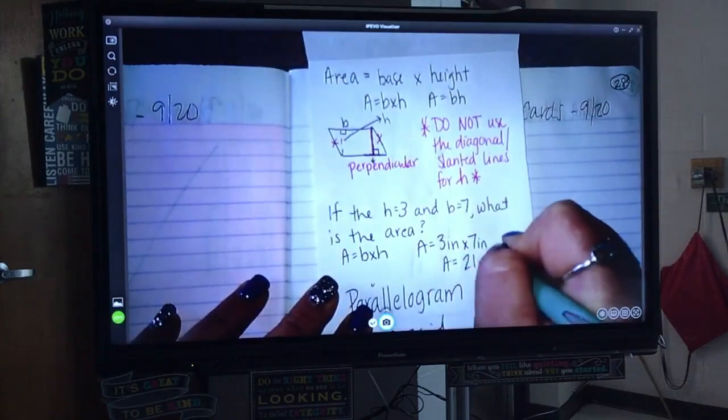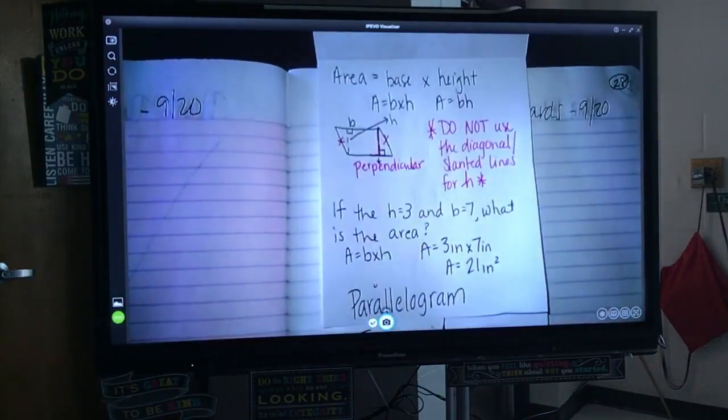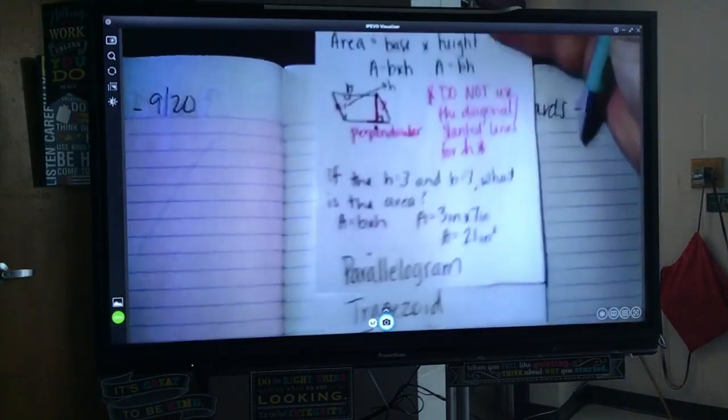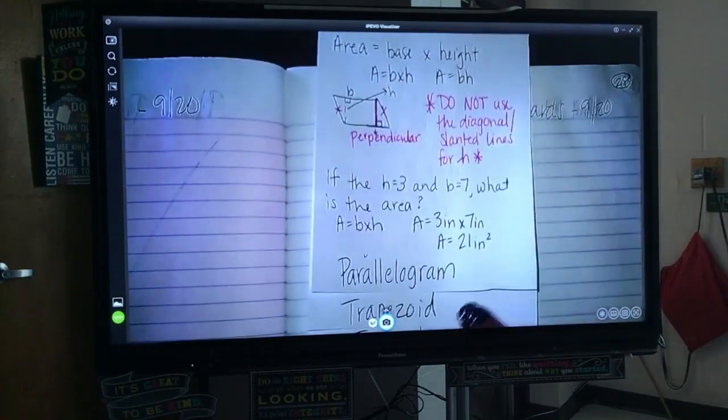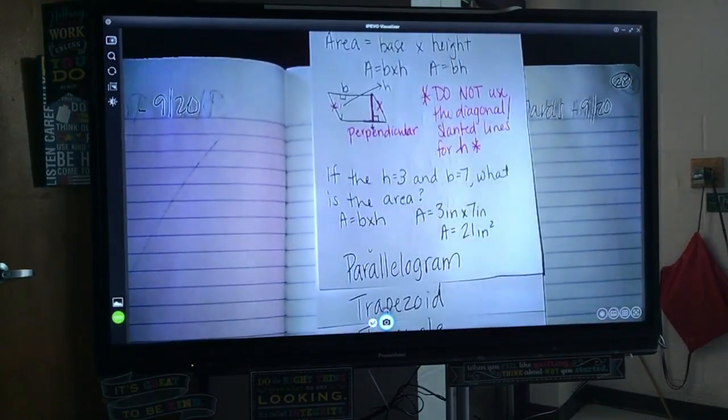It's late, I get it. I'll help you out. 21 inches. Yes, so the answer to this should be 21 inches squared. Again, stand up when you have this written down for me so I know I can move on.